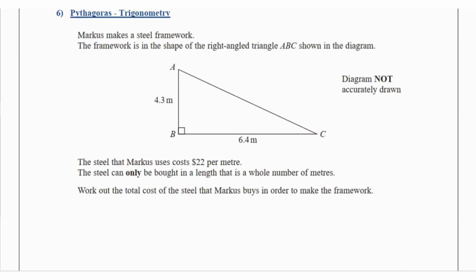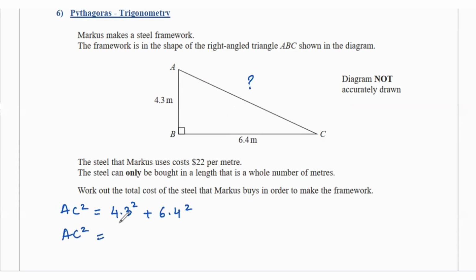So to work out the total cost of the steel, we need to know the total length of the steel being used. And for that, we need to find the perimeter of the triangle. As you can see, we have the length of AB and BC, but we don't have the length of AC. In a right angle triangle, when you have two lengths and a third one is missing, we can use Pythagoras, given that none of the angles are given. So AC squared equals 4.3 squared plus 6.4 squared.